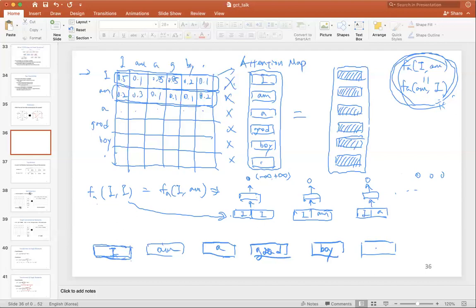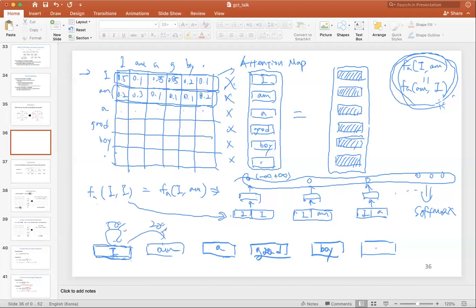You have 6 scalar values because you have 6 tokens: "I am a good boy." So you take those scalar values and put them through a softmax. Why do we put it through a softmax? Because we want to do a convex combination. We want the attention strength to sum to 1. The total strength of your attention percentage should always be 100%. So that is why we put these scalar values through a softmax, so that you can make them a ratio, a percentage. All right, so this is the basic approach.